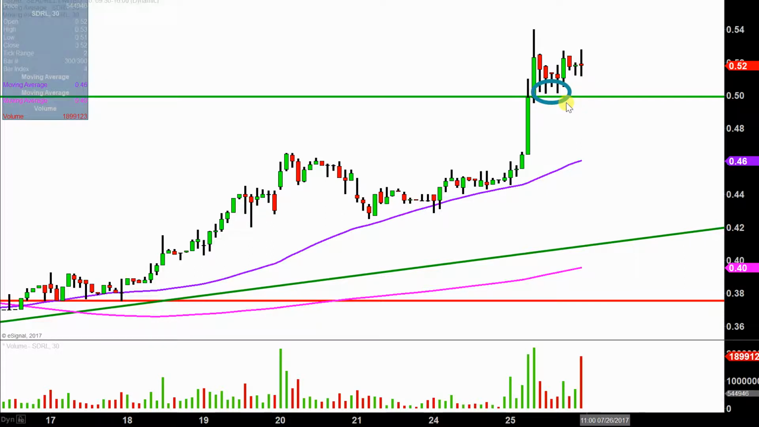Now, don't get me wrong. If the price falls below the 50-cent mark, I'm not saying that the entire chart's ruined or anything like that. But preferably speaking, if the price can manage to stay up above that level, that would certainly be the biggest sign of power going forward.